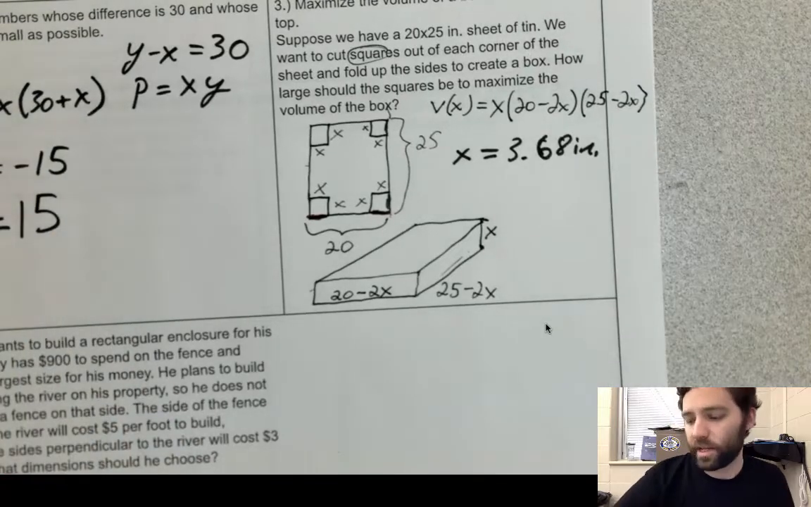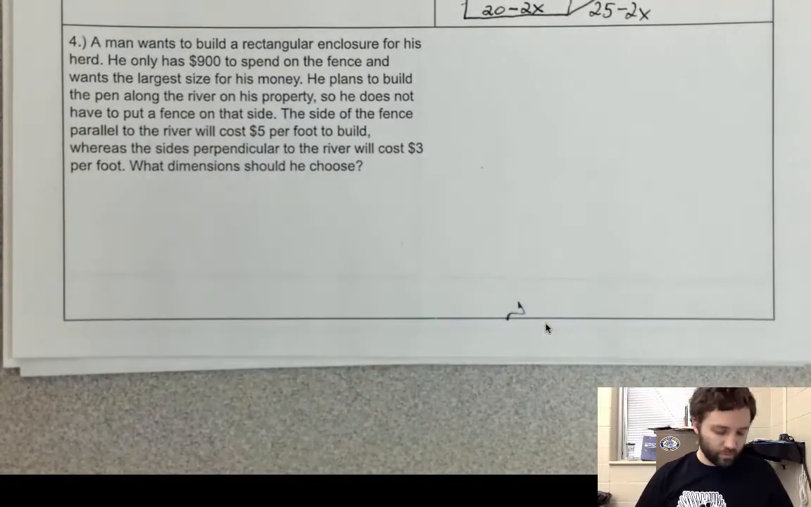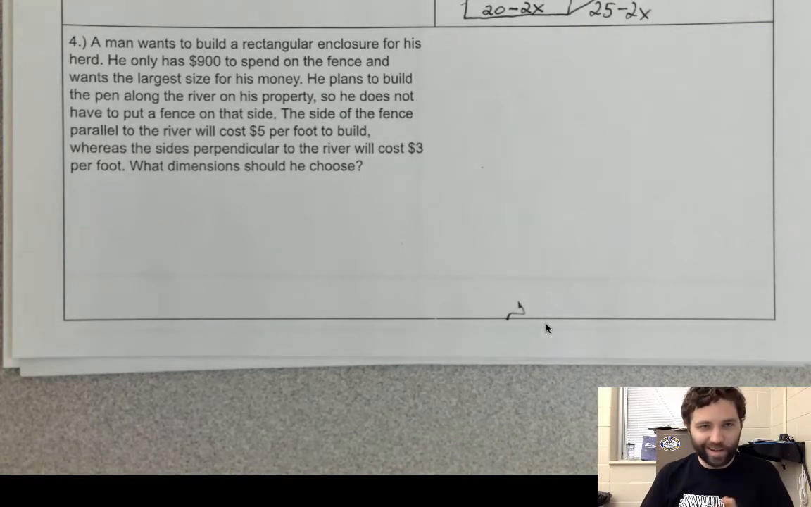Okay, so let's go to the last problem here for this video. A man wants to build a rectangular enclosure for his herd. He only has $900 to spend on the fence and wants the largest size for his money. He plans to build a pen along a river on his property, so he doesn't have to put a fence on that side of where he's trying to fence in his herd. The side of the fence parallel to the river will cost $5 per foot to build, whereas the side perpendicular to the river will cost $3 per foot. What dimensions should he choose?